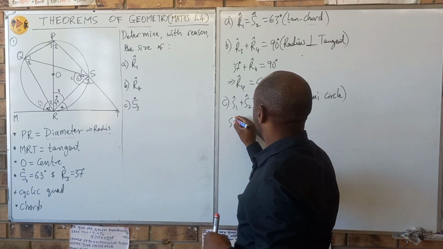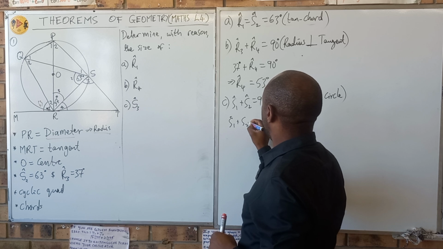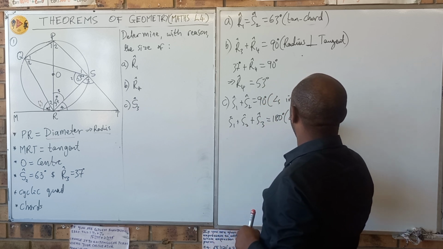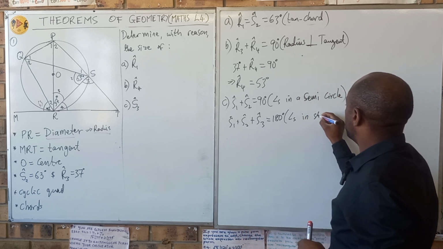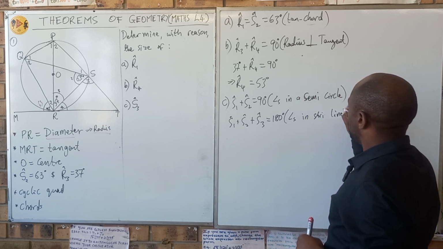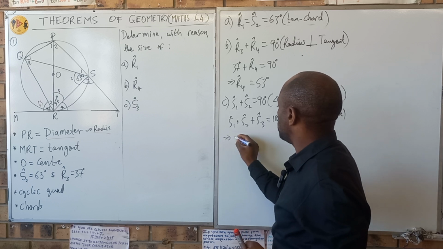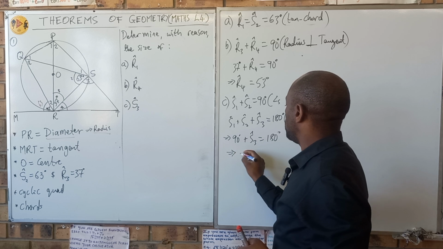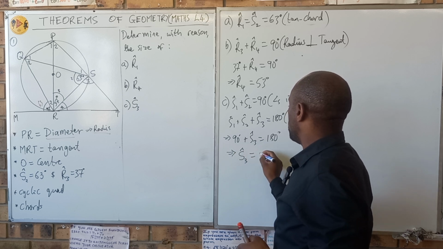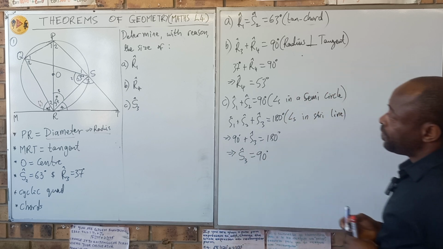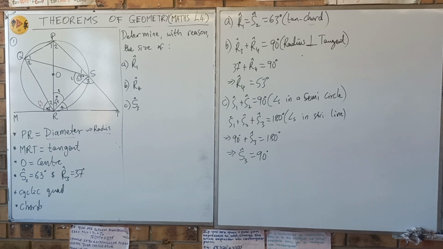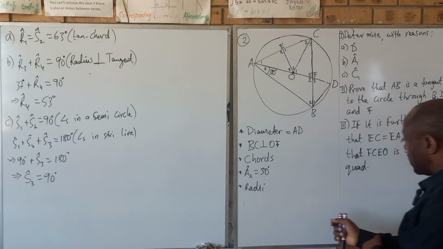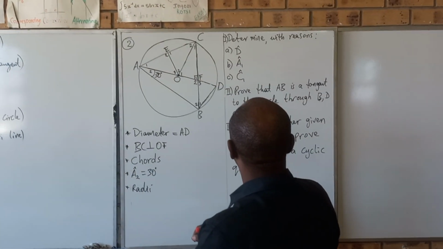If I put it down, S1 plus S2 plus S3 is equal to 180, angles in a straight line. Knowing that S1 plus S2 is 90 means 90 plus S3 is equal to 180, and that immediately tells you that S3 is 90 degrees. So guys, that was a simple question, so we are done with that one. Let's now have a look at the next question, which looks a little bit long.